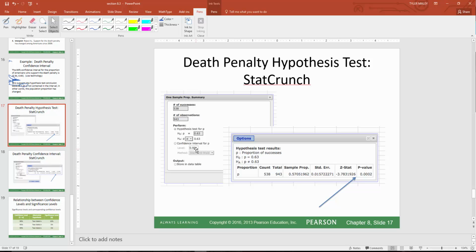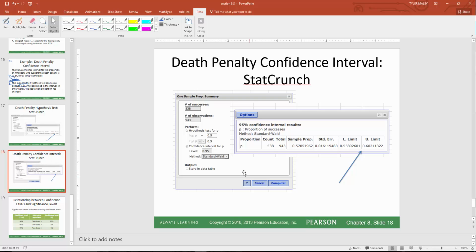Here we have just StatCrunch results. You might see printouts from StatCrunch or R or so forth that give you some statistics. Here's a stat printout of our p-value and our z-statistic, and you need to be able to interpret those if needed. Then here is the confidence interval, with my upper and lower limit.